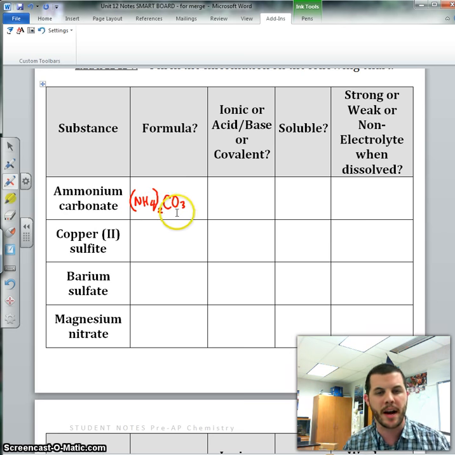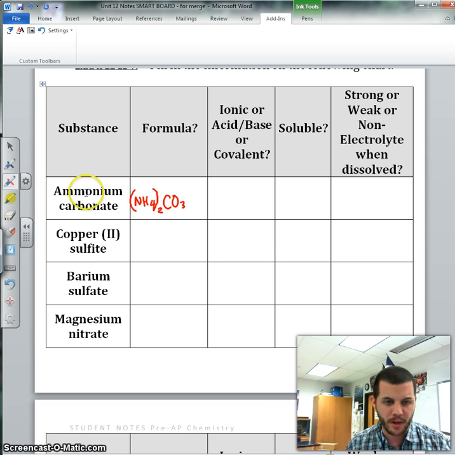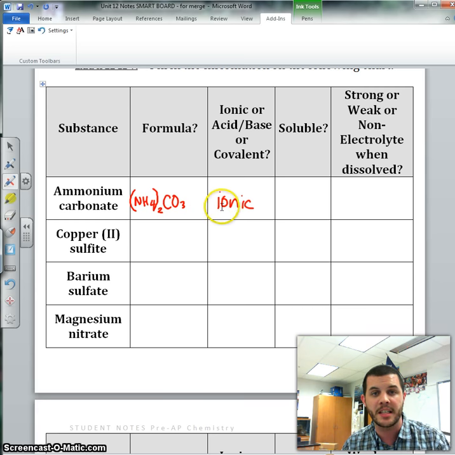So the question now becomes, is ammonium carbonate an ionic compound, an acid, a base, or is it covalent? Of course, ammonium carbonate is an ionic compound. Question now, is it soluble? If it is soluble, then it's either got to obey like dissolves like, or it has to be an ionic compound dissolved in water, which means that we have to follow our solubility rules.